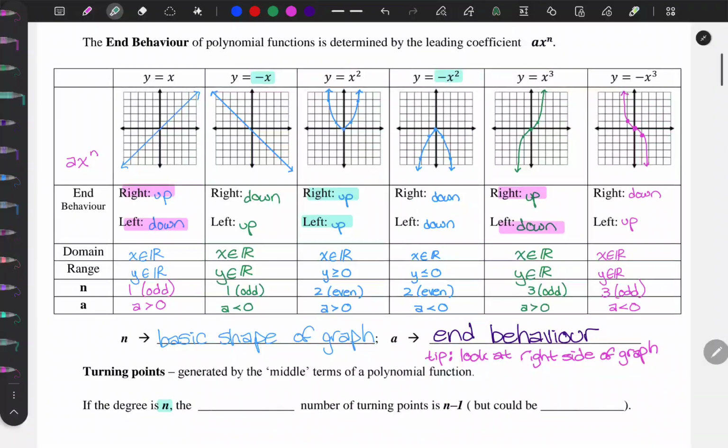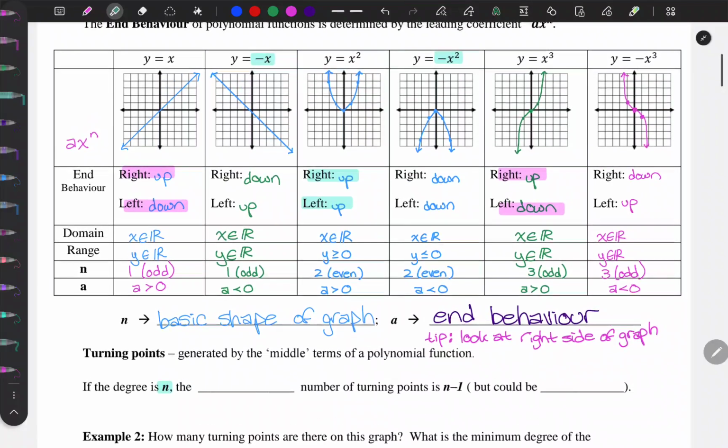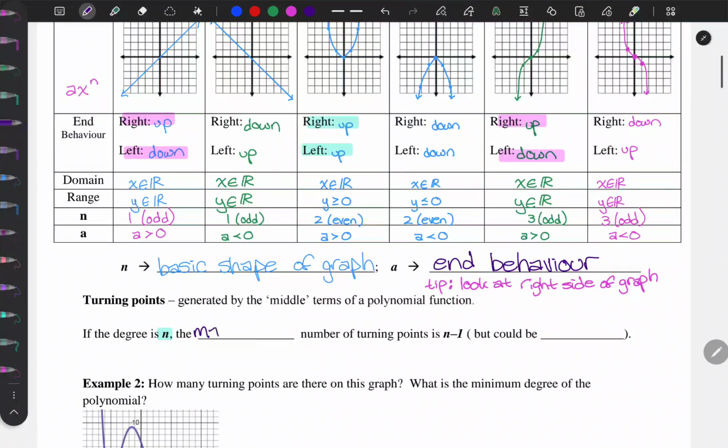For example, coming back to our quadratic where we have y equals x squared, it has a degree of 2. The maximum number of turning points in a quadratic is 1. Our basic cubic doesn't really show a turning point. It rather shows a flattened inflection point. But if you have cubics with middle terms, they can have turning points, and the maximum they can have is 2. The general formula for that is if the degree is n, the maximum number of turning points is n minus 1. It could also be fewer. So you notice in the case of our y equals x cubed, it is fewer.